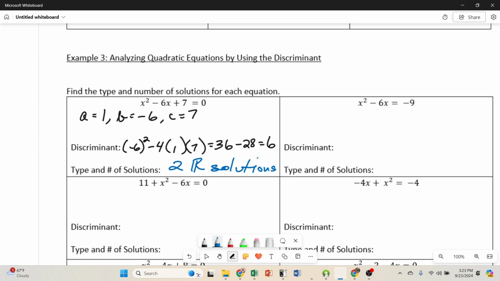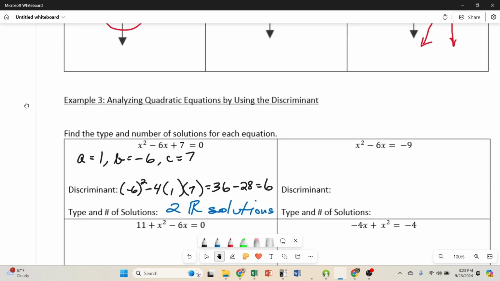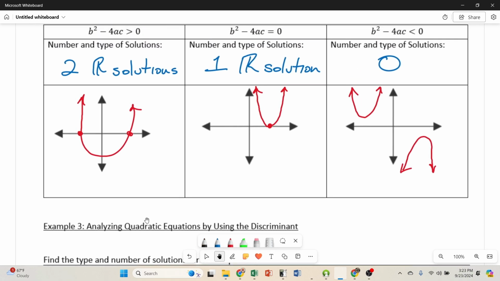solutions. Oh, by the way, coming back up here, when you have less than 0, let me go back to this. Here, this is 0 real solutions, but you'll have two complex ones. Okay, two with imaginary numbers. So you'll have two complex values.